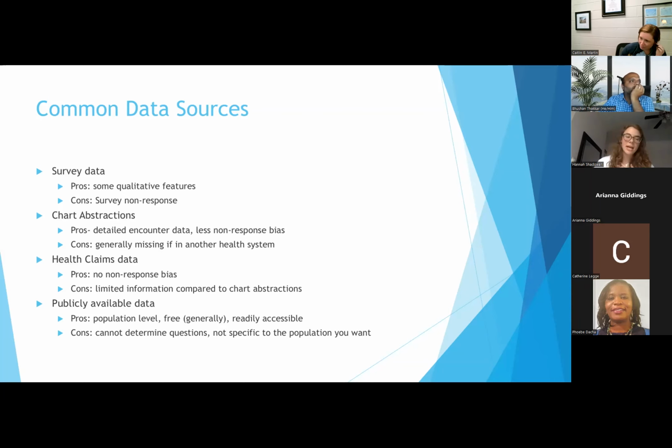And then I'm a big fan of publicly available data. I mentioned a few options in the previous slide, and that's population level. It's generally free, depending, and readily accessible. But like I said, you can't determine the questions, and you generally can't determine the specific population you want. So for example, you're not going to be able to say, okay, I want women in Richmond, Virginia. So that is one of the limitations.